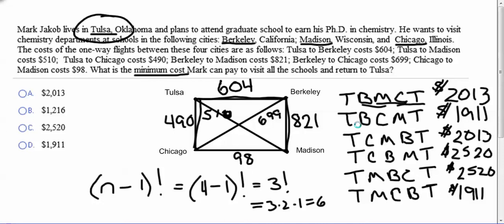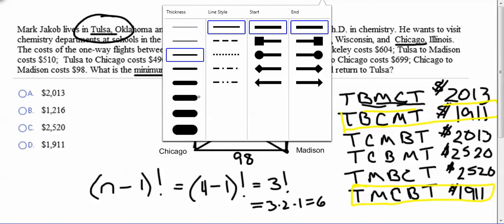So the circuit from Tulsa to Berkeley to Chicago to Madison back to Tulsa for $1,911, or the reverse of that, Tulsa to Madison to Chicago to Berkeley to Tulsa, that would be the optimal solution. That would be the lowest cost of any of the Hamilton circuits. So let's draw that on our graph.